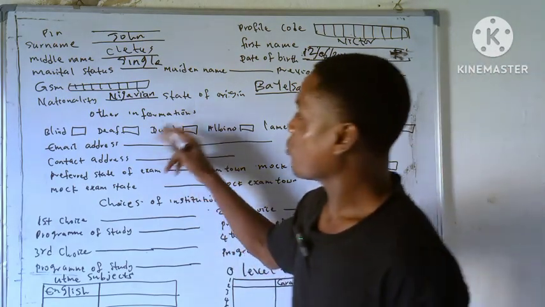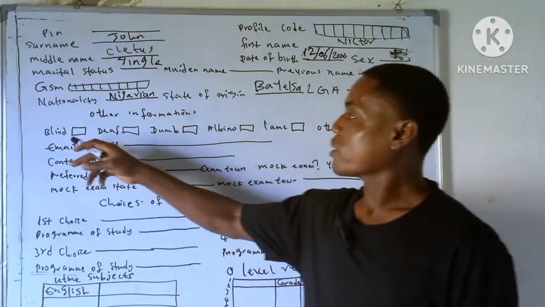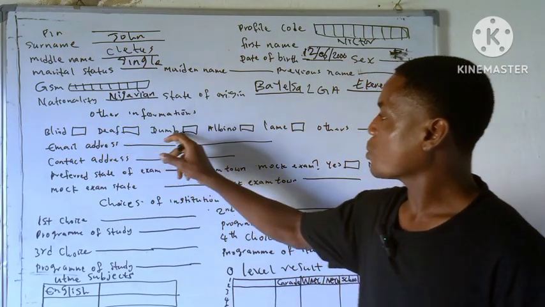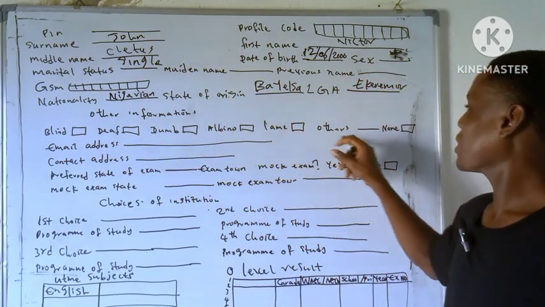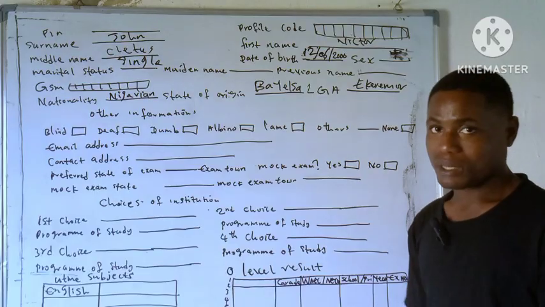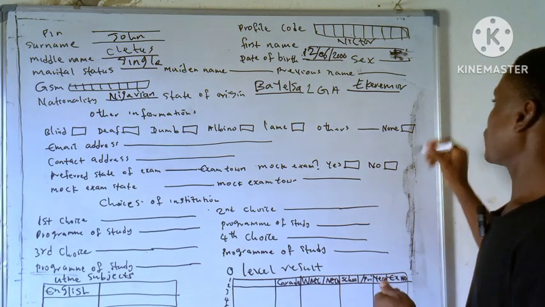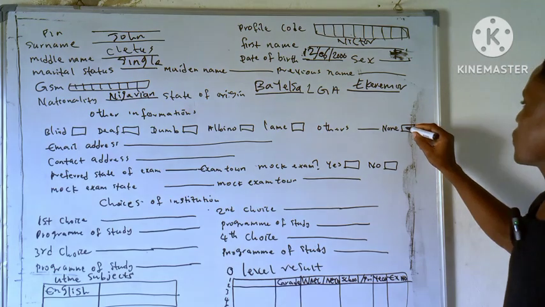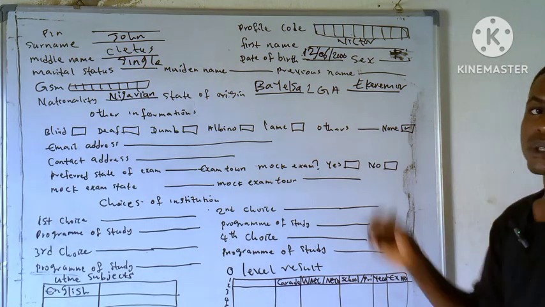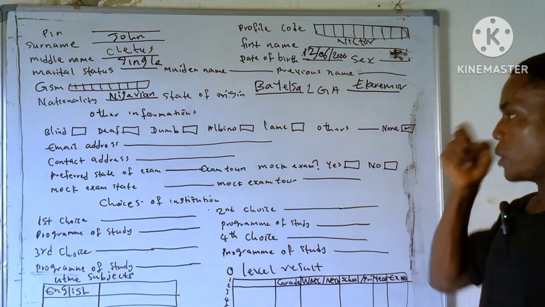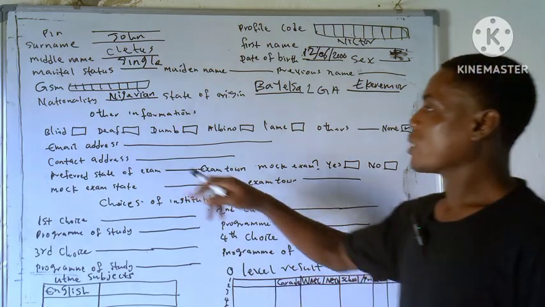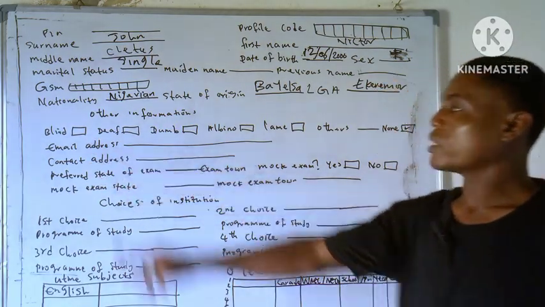Then other information, look at it. The first one is blind, deaf, dumb, albino, lame, others, none. I know you are not blind, you are not dumb. So you tick none. Okay, you tick none. Good. Okay, none. Are you getting it? Now, this one is your email address.